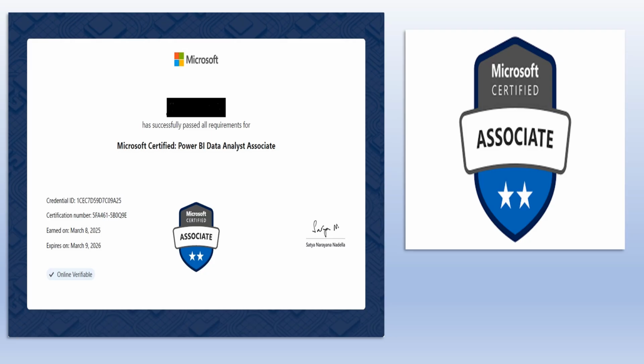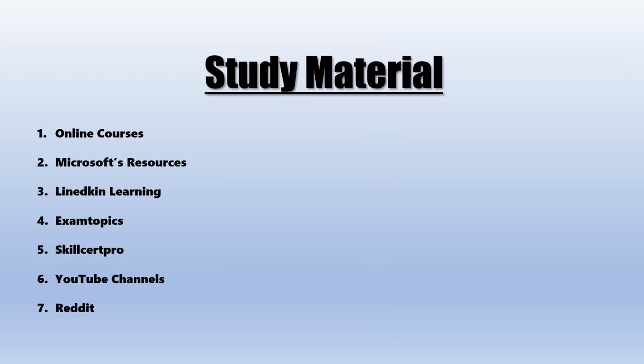Understanding the PL300 exam. Before jumping into preparation, it's important to understand what the PL300 exam tests. This certification is for data analysts who use Power BI to transform data, build reports, and drive insights. It covers preparing data, modeling data, visualizing and analyzing data, deploying and maintaining assets. The exam consists of multiple choice questions, case studies, and drag and drop scenarios, testing both your theoretical knowledge and hands-on experience.